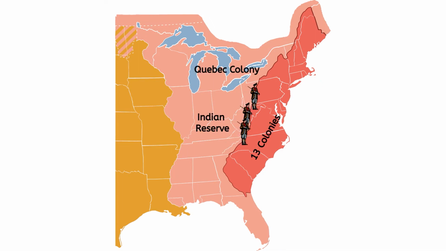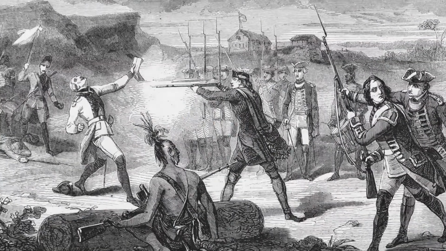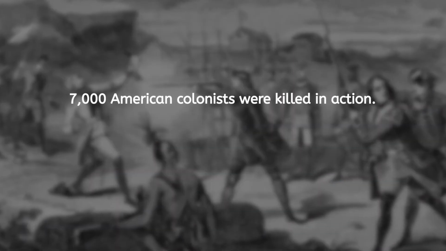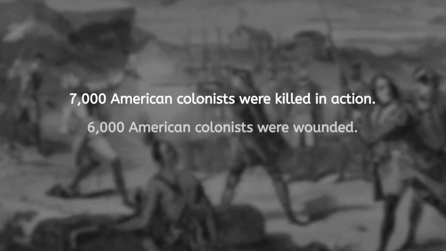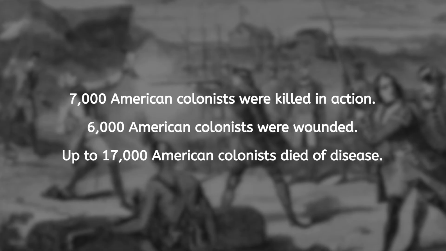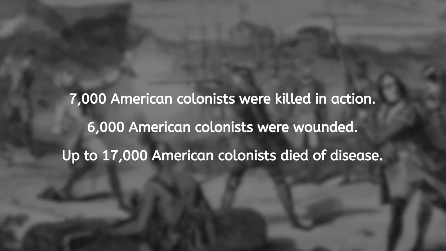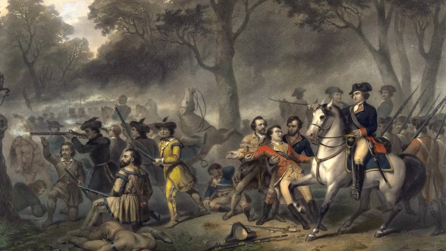Colonists who had been willing to fight the French over disputed territory expected to be able to settle the lands they had won. Estimates suggest that almost 7,000 American colonists were killed in action, 6,000 were wounded, and as many as 17,000 may have died of disease during the war. Can you imagine living through that, and then afterward the government says that you can't have what you fought for? How would that make you feel?